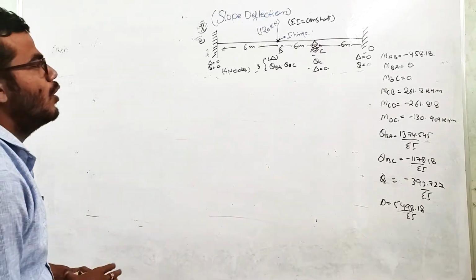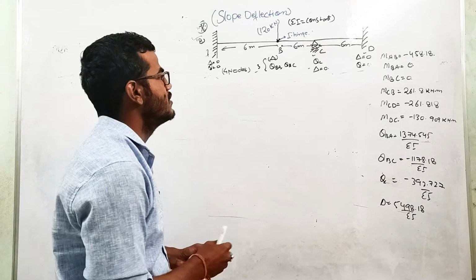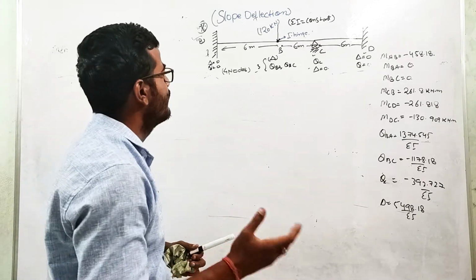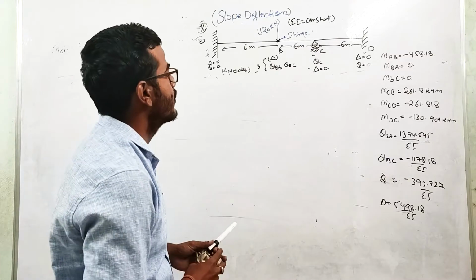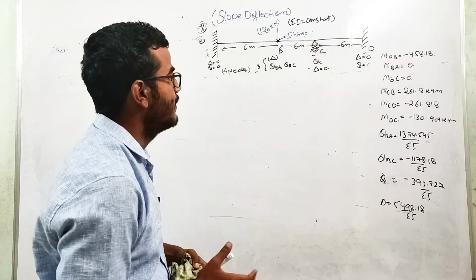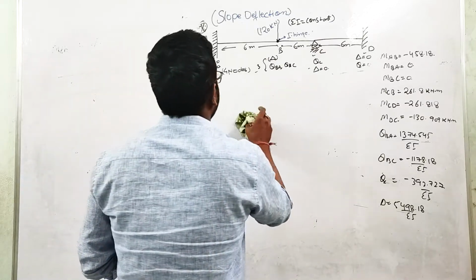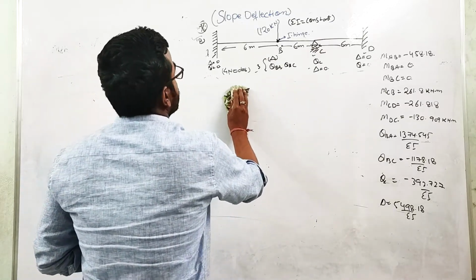Now we'll see how these forces are acting on this beam. We'll draw the free body diagram first, and then we will go for the shear force and bending moment diagram, and then the displacement curve, or the elastic curve, you can say.